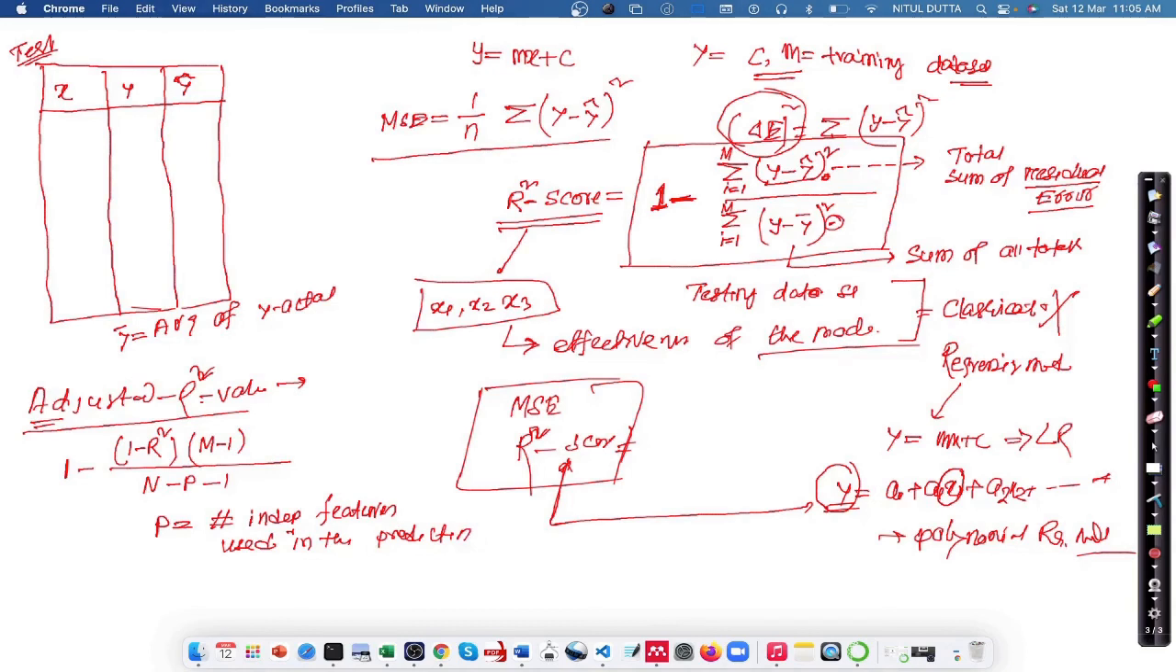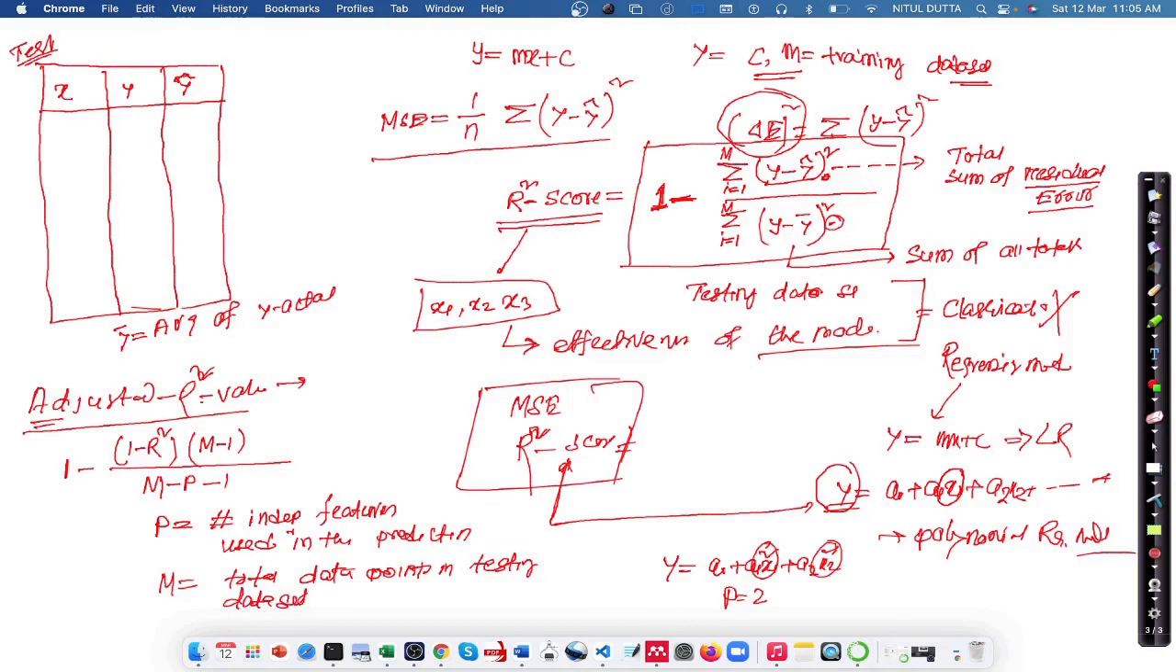So for example, if we calculate the predicted value as a0 plus a1 x1 plus a2 x2, in this case p is equal to 2. This one and this one, 2, right? And this is not m. M is the total data points in the testing dataset.